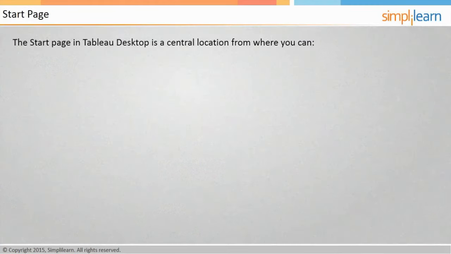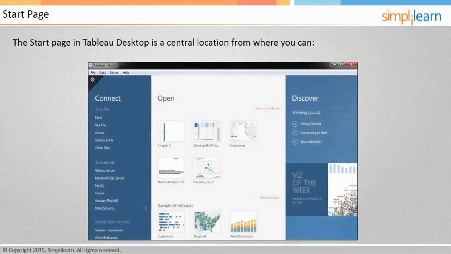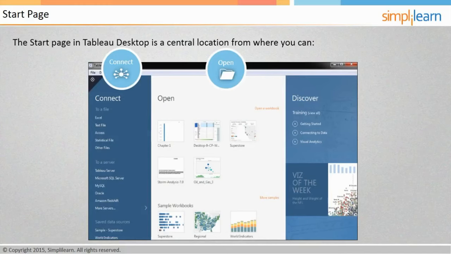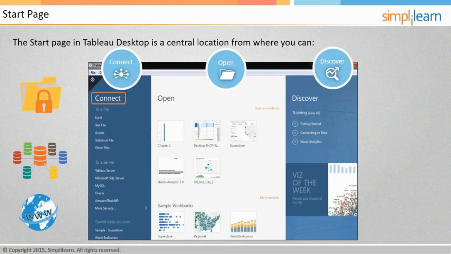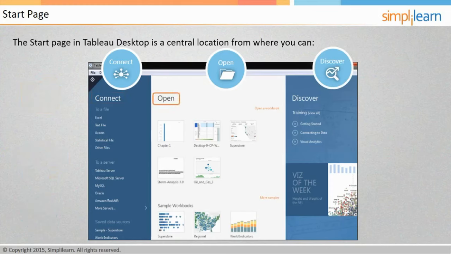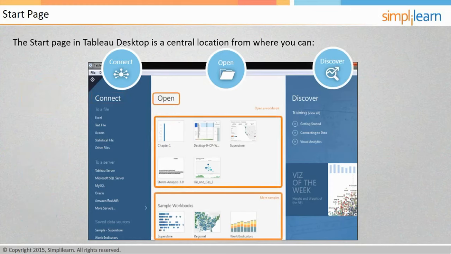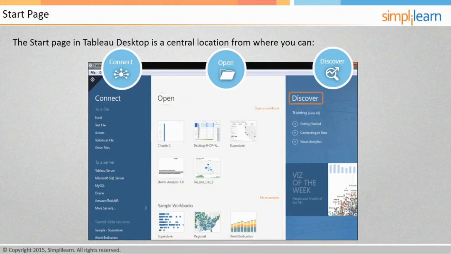Start Page in Tableau Desktop is a central location from where you can connect to your data, access most recently used workbooks, explore content produced by the Tableau community, connect to a variety of sources including flat files, databases, and web services using Connect to Data. Open the most recent workbooks or use some sample workbooks if you don't have data to work with. Discover some training options offered by Tableau. Don't forget to check out the Viz of the Week section. It's a great way to see what other people are doing and learn great tips and tricks.